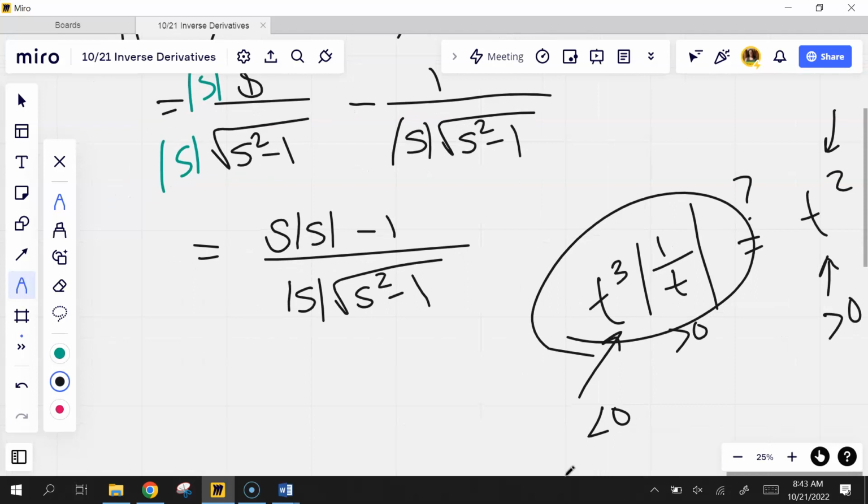Same kind of situation here. This is always going to be positive. Now, if you had a stipulation in the beginning, like if it said that s is always greater than 0, then yeah, you could combine those to s squared and that wouldn't be a problem. But because you don't, you need to leave it like that.